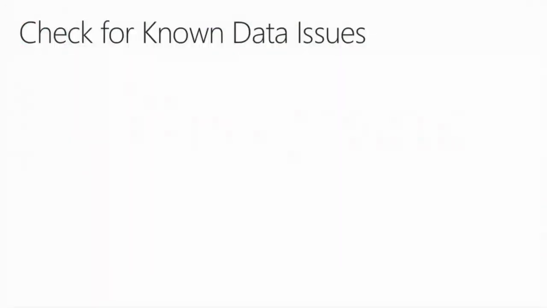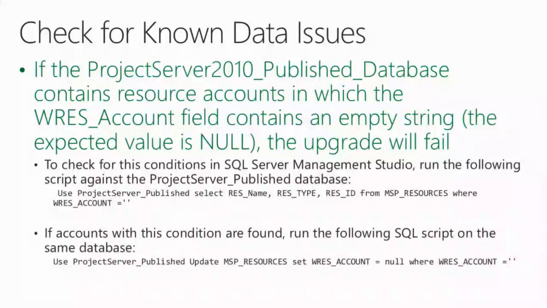So when it comes to checking for known data issues, there are some very definite issues, and this is one of the key ones that you have to look into. For resource accounts, there's a WRES account field. If it contains an empty string instead of a null string, you're going to have a problem. All right? The migration tools expect to have a null in that field, and if it's not, you're going to have real issues with it.